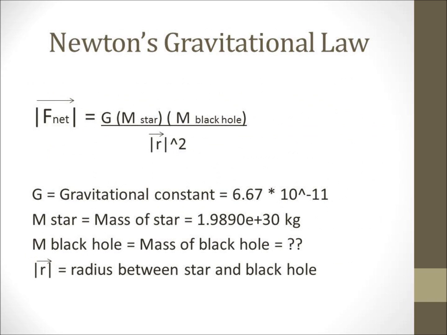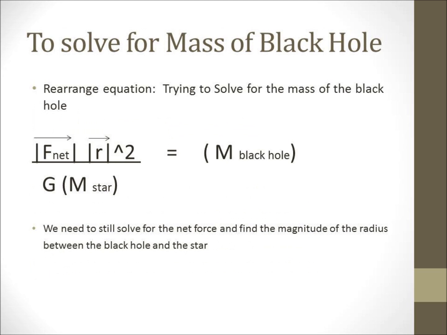Newton's gravitational law states that the net force is equal to the gravitational constant multiplied by the mass of the star and the mass of the black hole, all divided by the radius between the black hole and the star squared. To solve for the mass of the black hole, I rearranged this equation. This means that the net force multiplied by the radius squared and all divided by the mass of the star will give us the mass of the black hole.